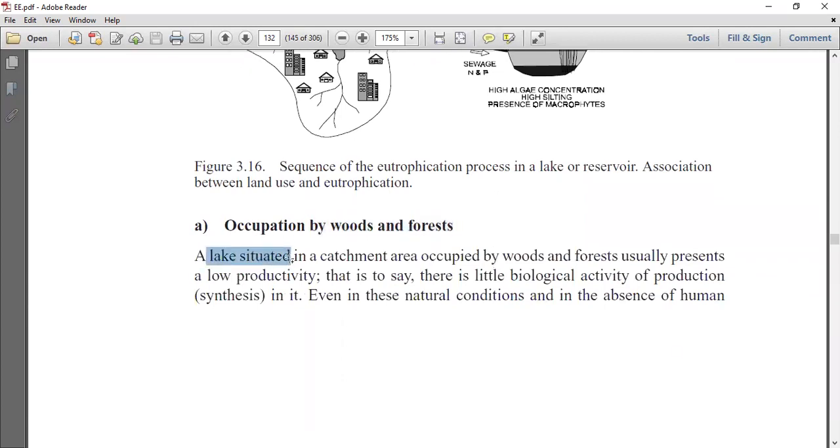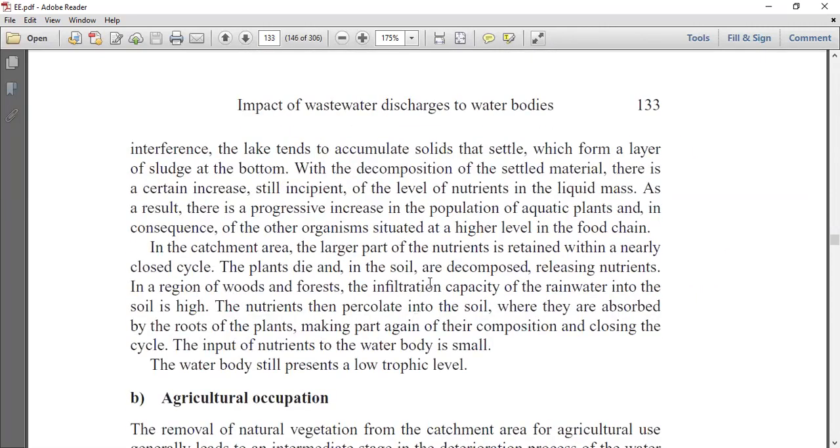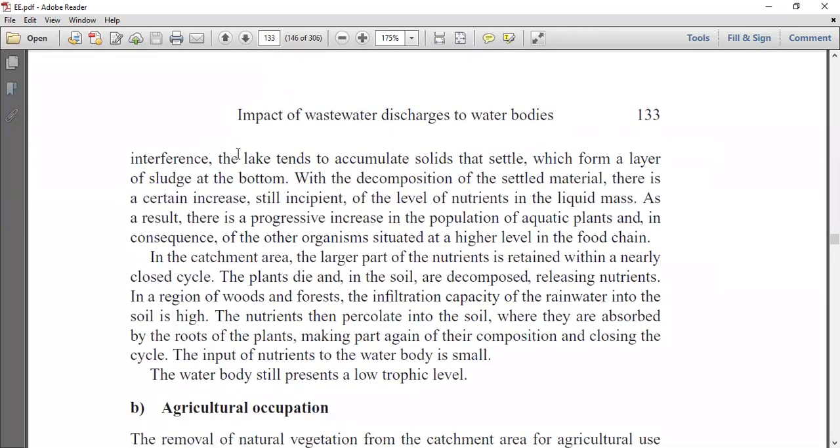A lake situated in a catchment area occupied by wood and forest usually presents low productivity. That is to say, there is little biological activity of production in it. Given this natural condition and in the absence of human interference, the lakes tend to accumulate solids that settle, which form a layer of sludge at the bottom. With the decomposition of the settled material, there is a certain increase, still incipient, in the level of nutrients in the liquid mass.